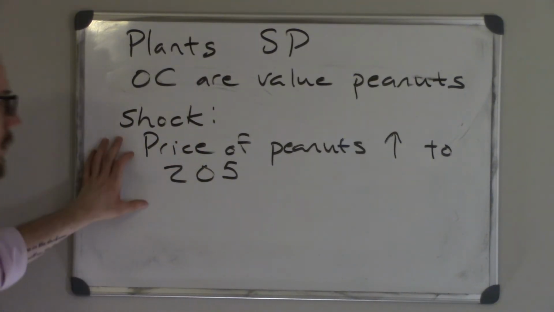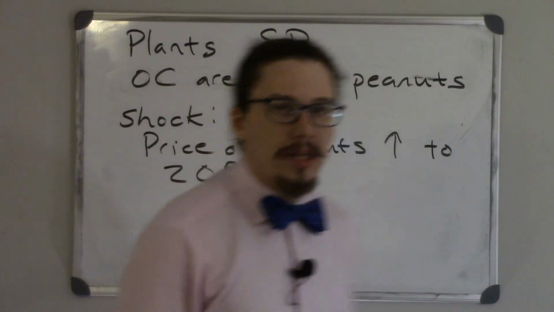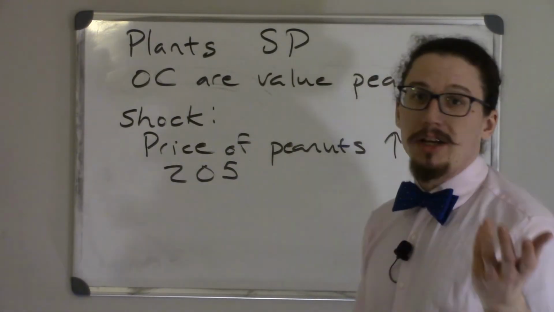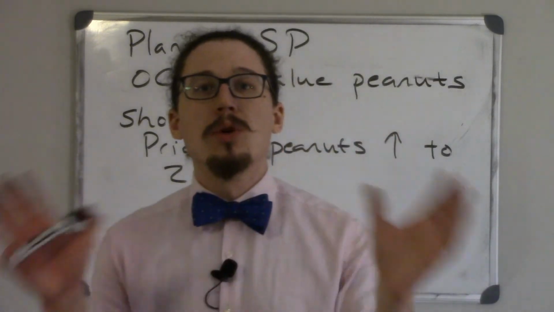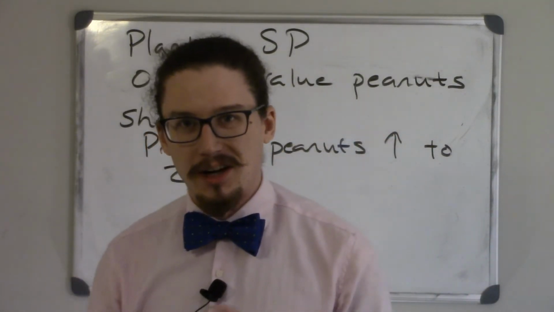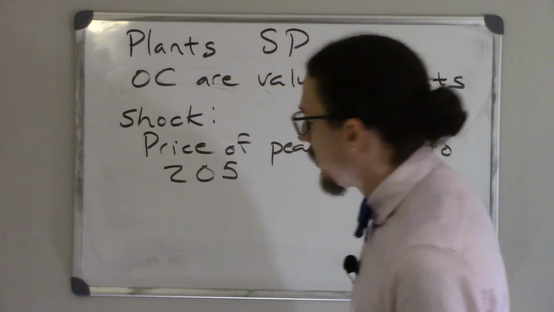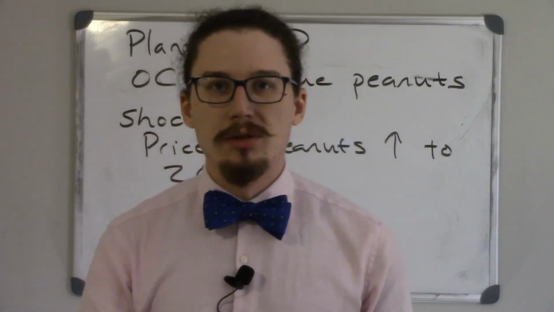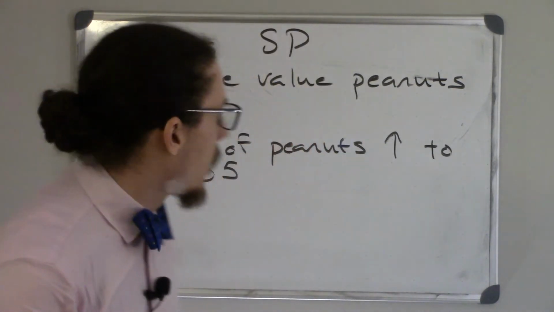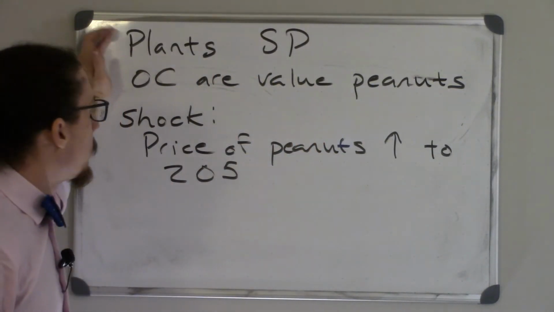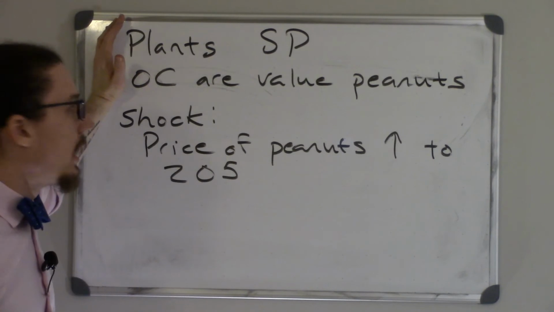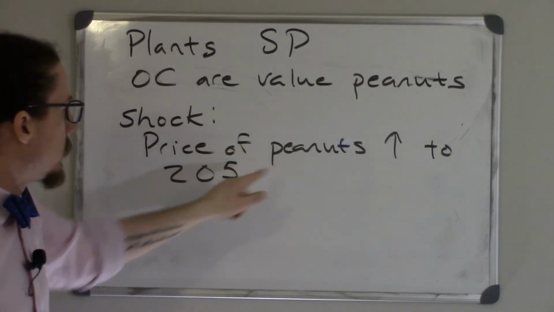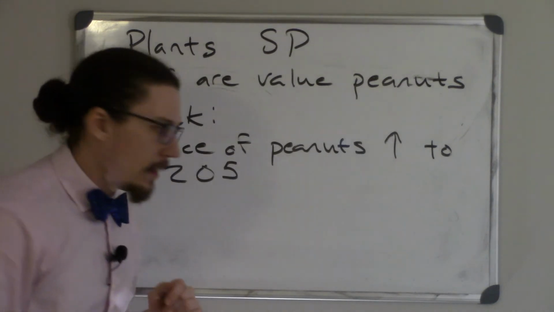All right, and so now let's introduce our shock. Let's say that the price of peanuts increases. I should clarify that we're looking at the market for sweet potatoes, partially because that's the first thing that we picked, and so we need something different for the shock. So we're planting sweet potatoes, and we're looking at the supply of sweet potatoes. Now our shock is that the price of peanuts increases to 205.